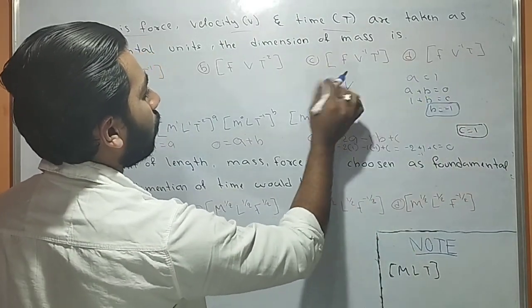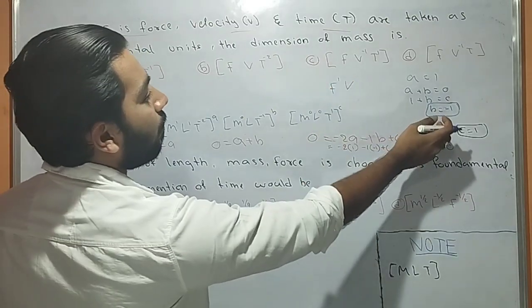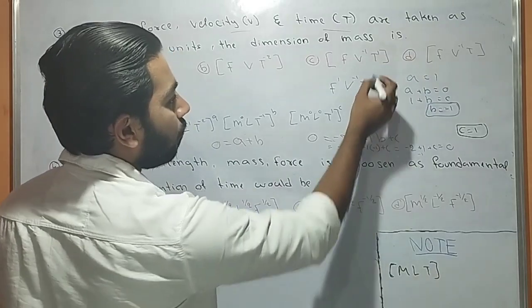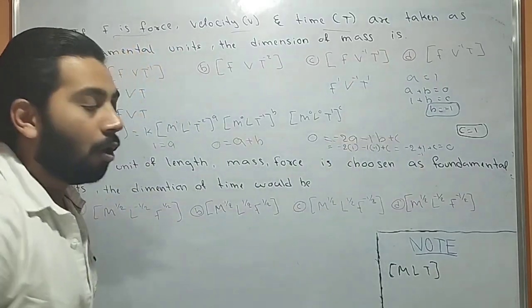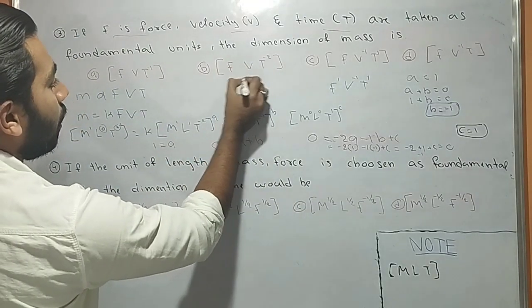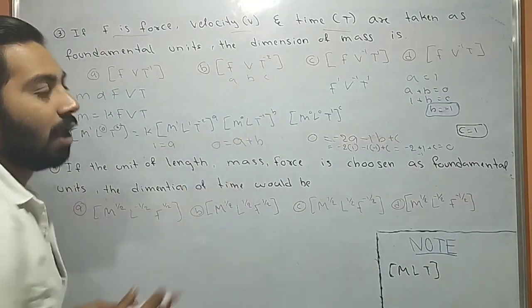What is this here? Okay. Put this B value in the power of L. And similarly put this C value in the power of T. Okay. Why do you put this in the power of this? Because this is A, this is B, this is C. Just simple. As it is.